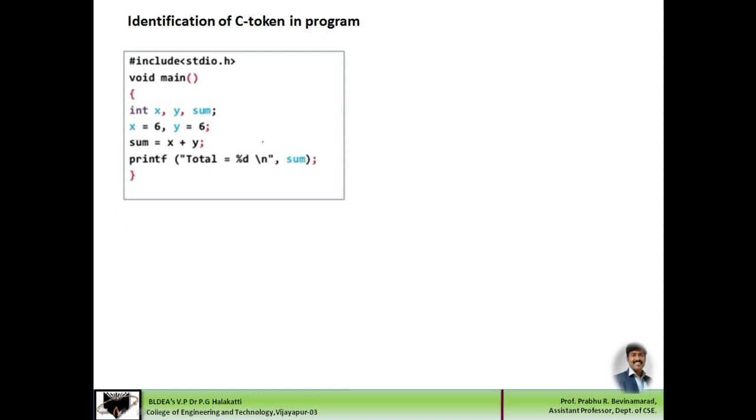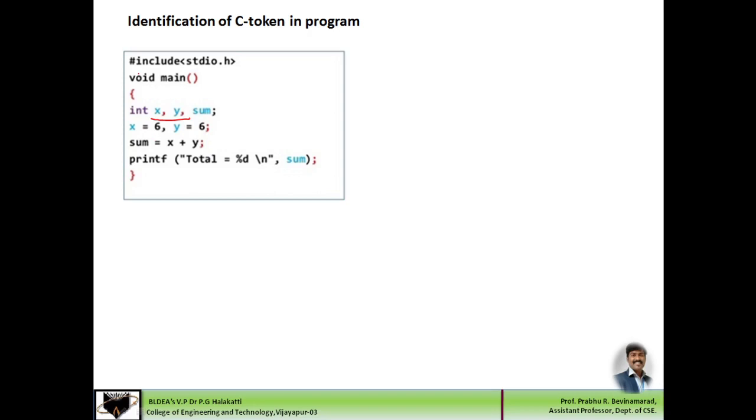Let us consider a C program which performs the addition of two numbers. Here we have taken three variables x, y and sum. In x we are storing 6, in y we are storing 6. After this we are performing the addition operation. Let us identify what the C tokens are in this particular C program.